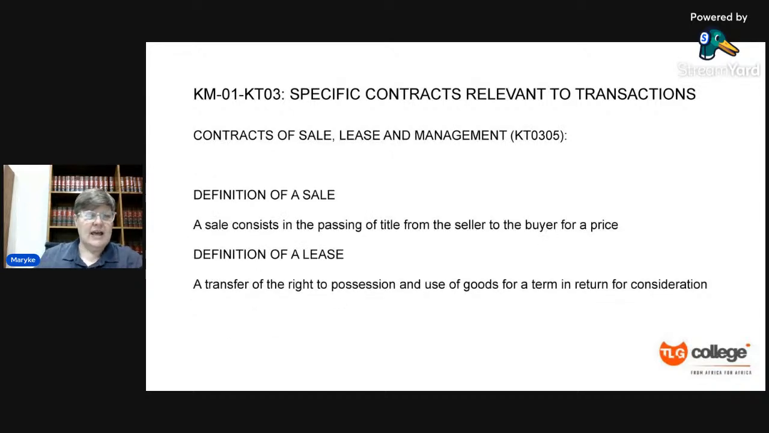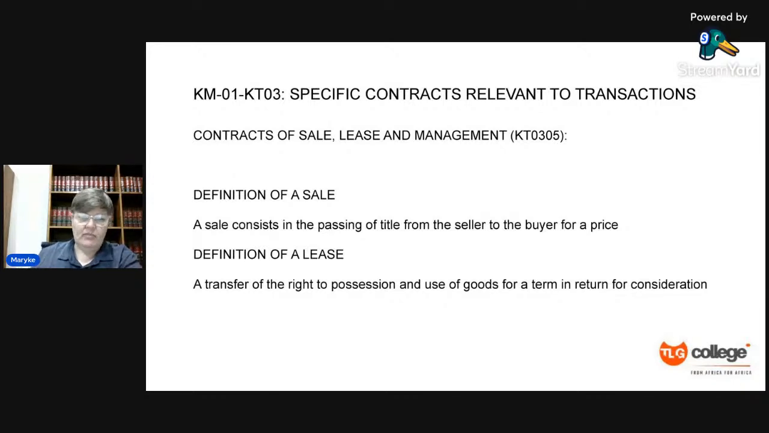Right, so let's have a look at contracts of sale, lease, and management. Let's first look at the definition of a sale. A sale consists in the passing of the title of immovable property from the seller to the buyer for a price. Meaning that I'm going to pass on my legal capacity from my name onto yours through a legal process, from the seller to the buyer, for consideration in terms of monetary value.